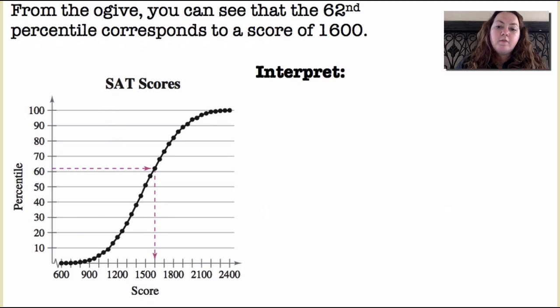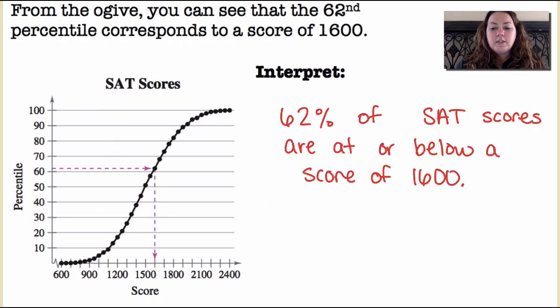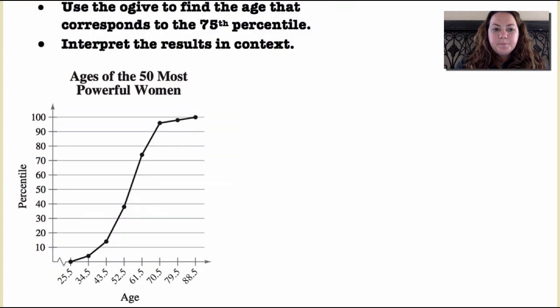All right, from the ogive or the cumulative frequency display, you can see that the 62nd percentile corresponds to a score of 1,600. This is SAT scores. They want us to interpret it. So 62% of SAT scores are at or below a score of 1,600. Some resources will say at or below. Some will say strictly below. So just be cautious of that. Hopefully they won't give you a multiple choice question that has both of those options, because it differs on the different texts.